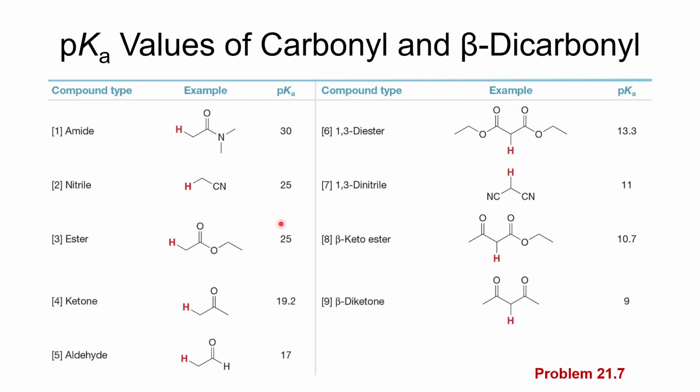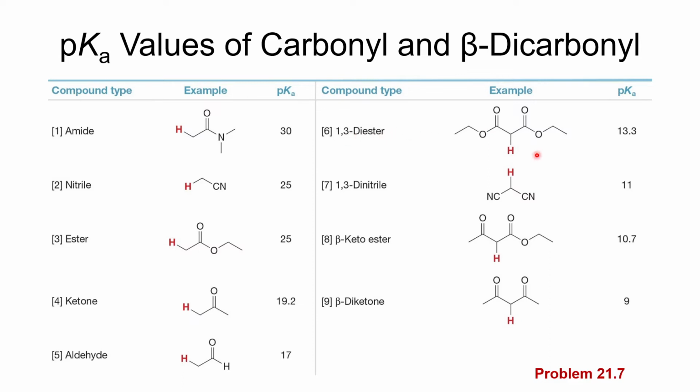But here we're going to find that these have a pKa of about 30. Nitriles and esters, we mentioned those were about 25. If you have a ketone, it usually falls in at about 19. Aldehydes, because we have less electron density added with the hydrogen than we do with the methyl, have a pKa all the way down at 17. That's pretty low. All right, for our dicarbonyl compounds, they get even lower.